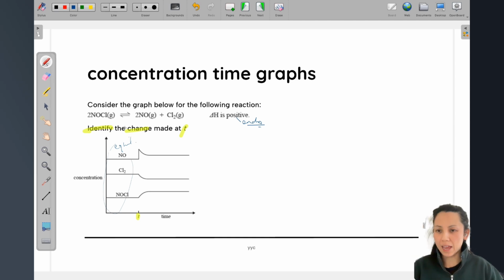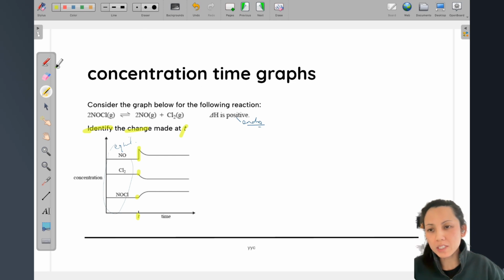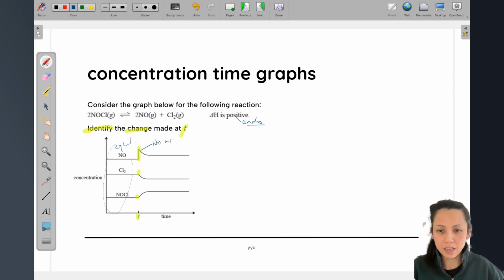Then all of a sudden, at this point here, something happens. And it only happens to one species in this whole reaction, and that is NO. You just have to think to yourself, what could possibly happen? What could I have done to make the concentration of NO almost instantaneously increase, but only that and nothing else? The only reason we have for that is we actually added NO, right? So the change that was made at T was we added NO.